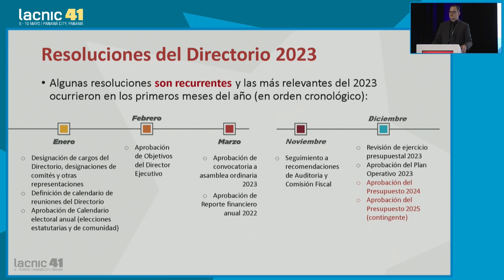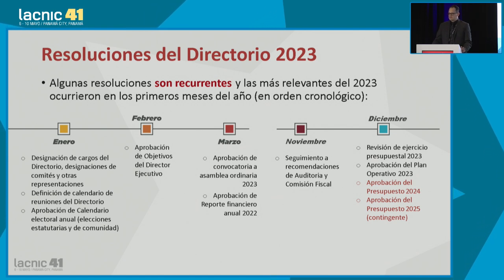In March, we have to approve the call for the ordinary assembly. As you saw, when we started, we had to approve it and send the call. And we also approved the annual financial report for 2022. Then in November, we continue to monitor the recommendations of the audit and the fiscal commission, and we must see if something is not being implemented, what is missing to comply with the recommendations.